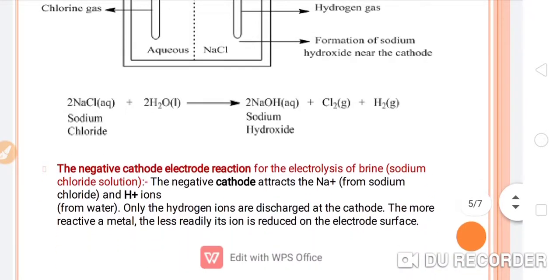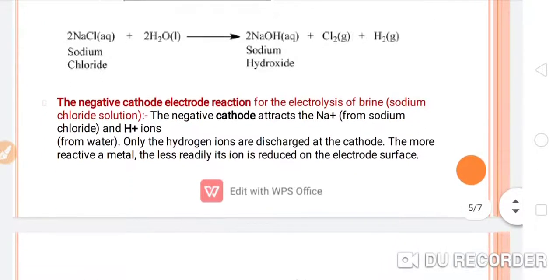Now let's see the equation. Here the equation is given. When sodium chloride plus water undergoes the electrolysis process in the solution, sodium hydroxide and chlorine gas as well as hydrogen gas will evolve.